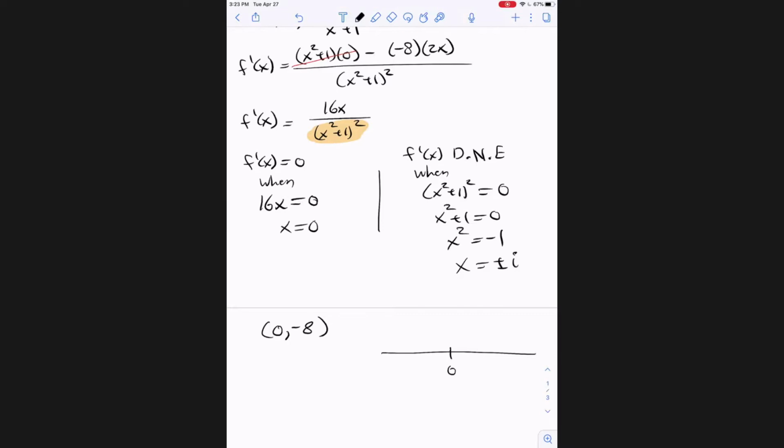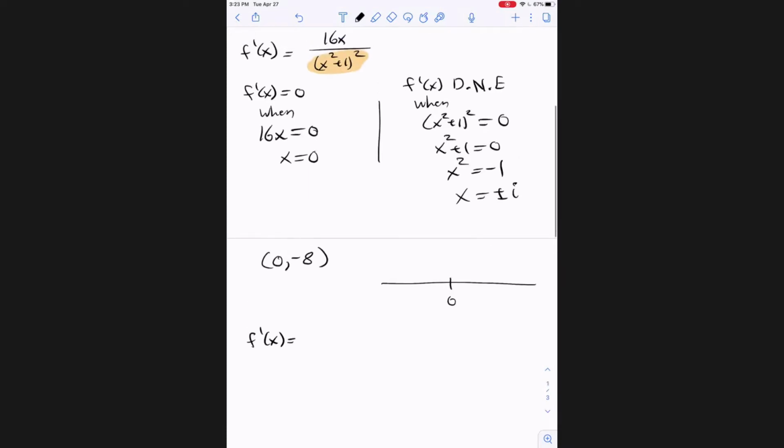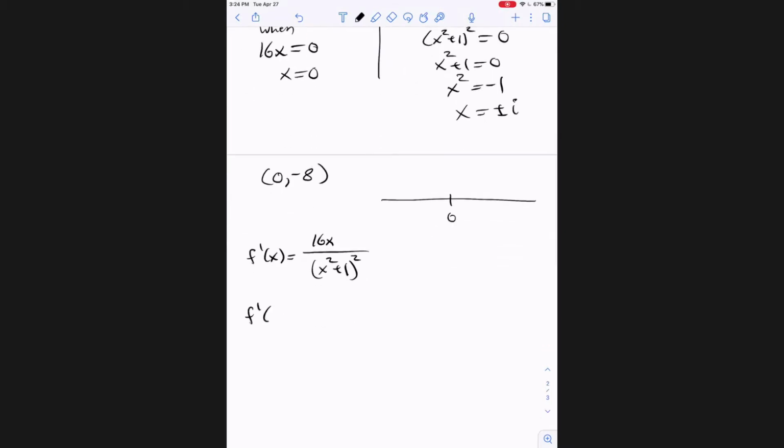So I'm going to pick a value to the left of 0, and pick a value to the right of 0. Again, the negative 8 is just there. So the first derivative is 16x over (x squared plus 1) squared. When we pick a value left of 0, let's pick negative 1. So 16 times negative 1 over (negative 1 squared plus 1) squared. So that's negative 16 over 1 plus 1 is 2 squared, 4. So negative 4. So the derivative is negative, so therefore it's decreasing.